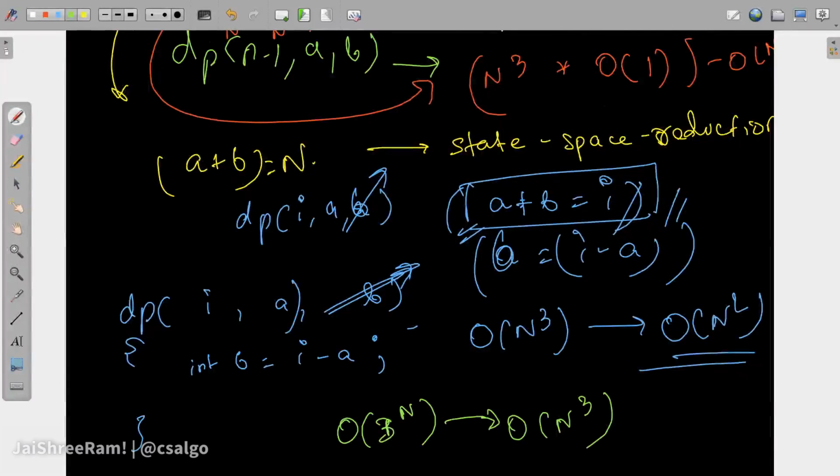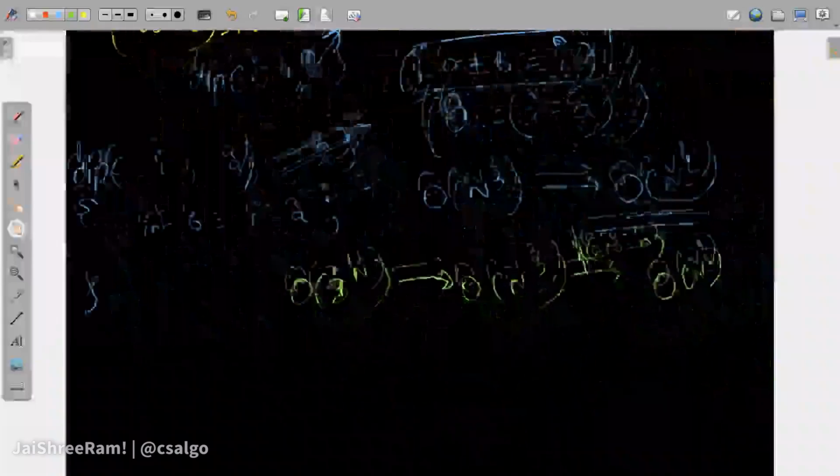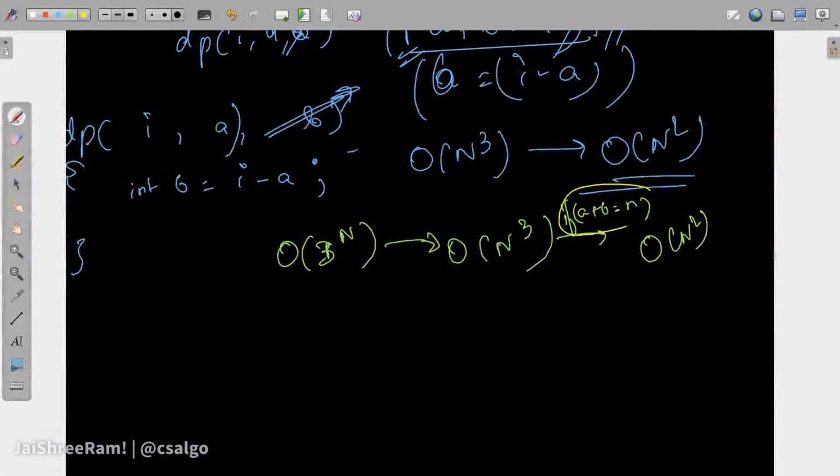Okay, and now after this we say that if a plus b is equal to n, then we could reduce it to order n square, right? But there was this big if, right? Can we reduce it without any extra condition? Let's say still a plus b is less than or equal to n. Can we reduce it to something like n square using the same kind of idea that we discussed just now?